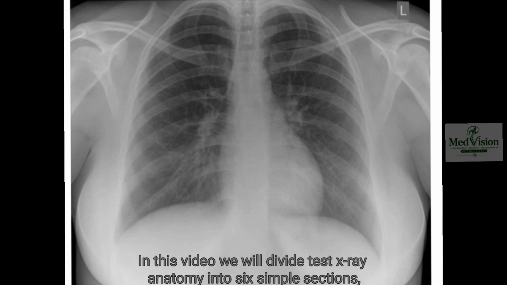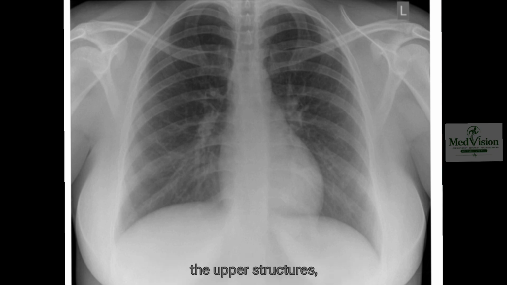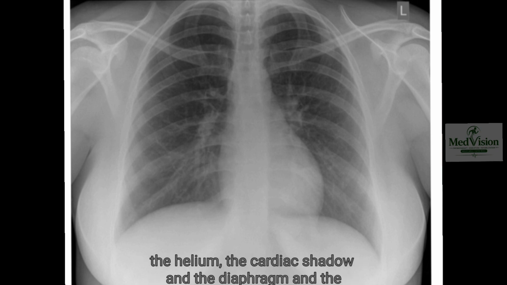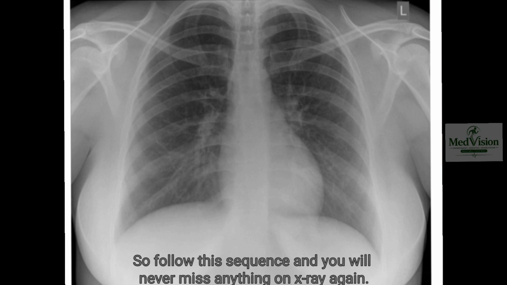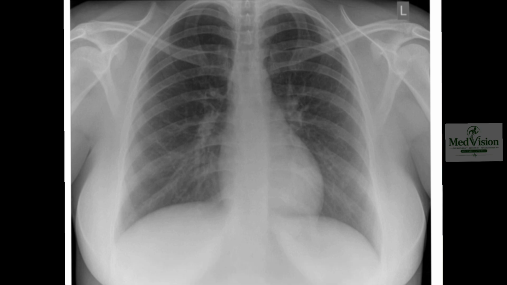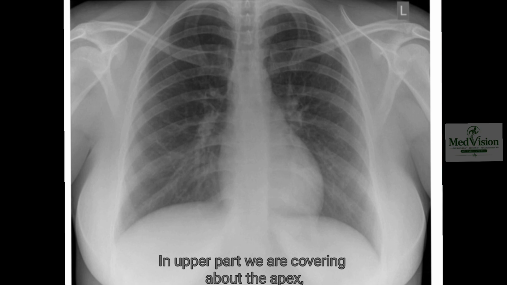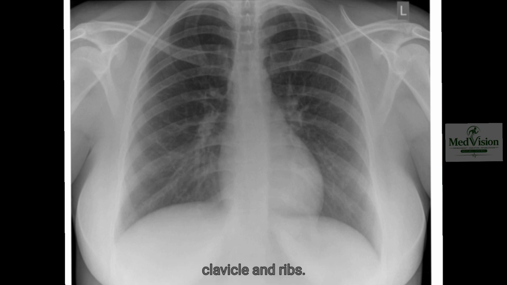In this video we will divide chest x-ray anatomy into 6 simple sections: the upper structures, the airways, the lungs, and the hilum, the cardiac shadow, and the diaphragm and the costophrenic angles. So follow this sequence and you will never miss anything on x-ray again. So, upper part. In the upper part we are covering the apex, clavicle and ribs.